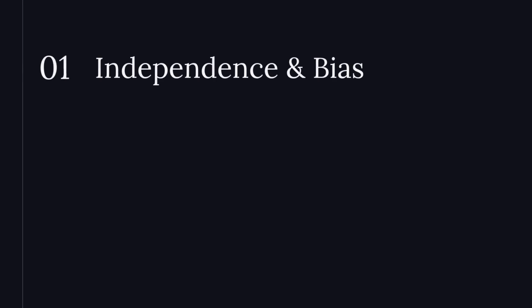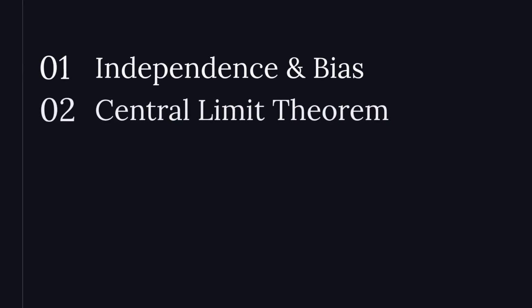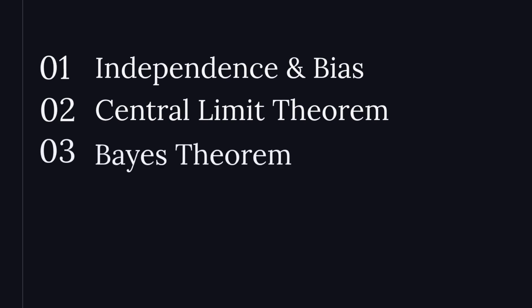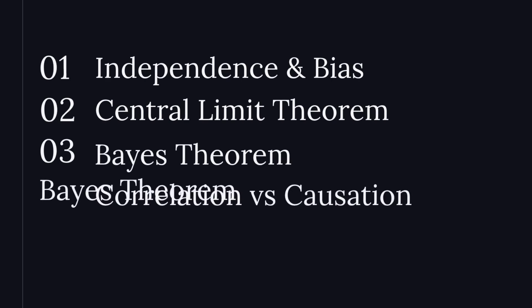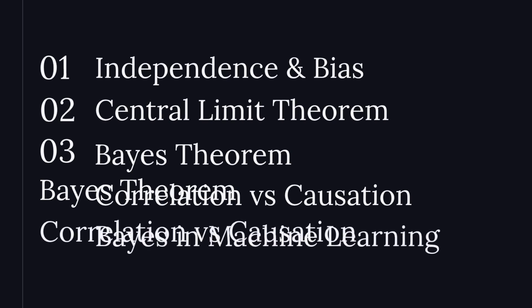Task 1 involves explaining independence and sampling bias. You'll cover the central limit theorem and Bayes' theorem. Merit tasks require understanding correlation versus causation. Distinction tasks focus on Bayes' theorem in machine learning. Each concept is crucial for data science applications.